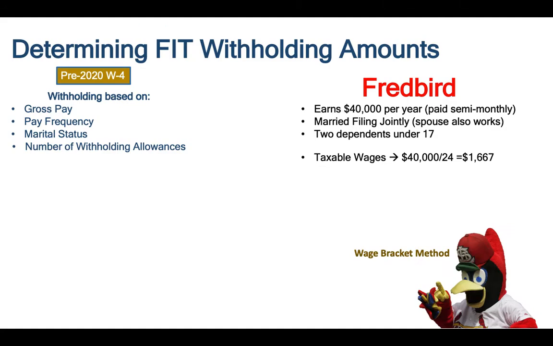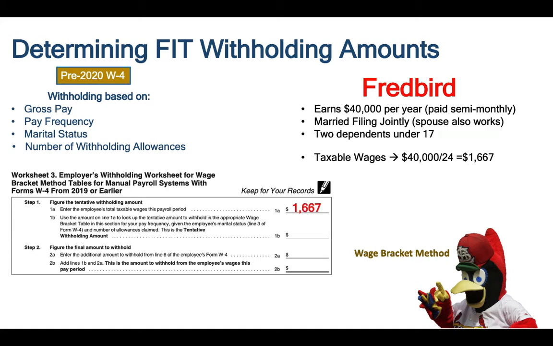So $46 is the wage bracket method for pre-2020 W-4. We put that here on 1B. Step 2 says figure the final amount to withhold. So enter any additional amount to withhold from line 6 of the W-4, which we didn't have, and then add those two together. So our withholding amount for this pay period should be 46. So that's the pre-2020 wage bracket method.